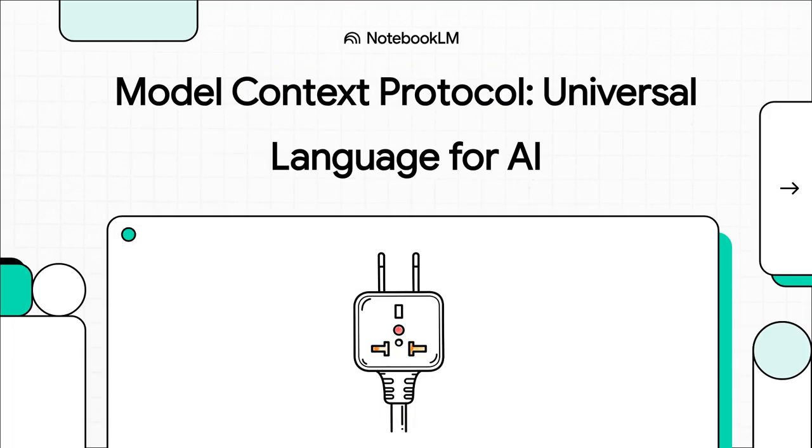Welcome to The Explainer. Today, we're diving into something called the Model Context Protocol, or MCP for short. And yeah, you guessed it. It's basically the USB-C for AI. It's designed to untangle the absolute mess of AI integration and give all models one universal language to talk to the world. So let's start with the problem it was actually built to solve.